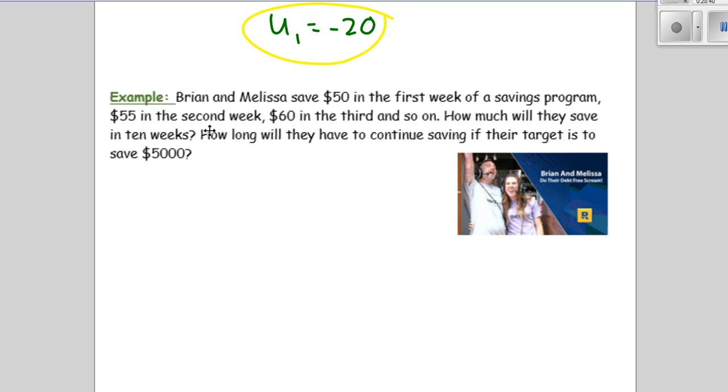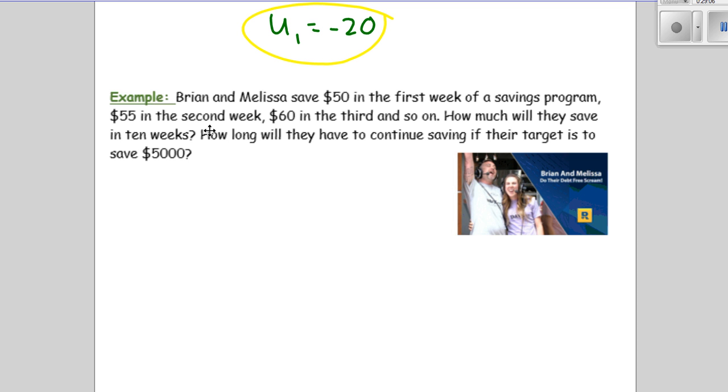So if they want to know the total savings, then generally that means the sum. They want the sum of the first 10 weeks of savings. How long will they have to continue saving if their target is to save $5,000? So which thing do they want us to find? The d, the u of n, the n? The n, yep, that's right, good.